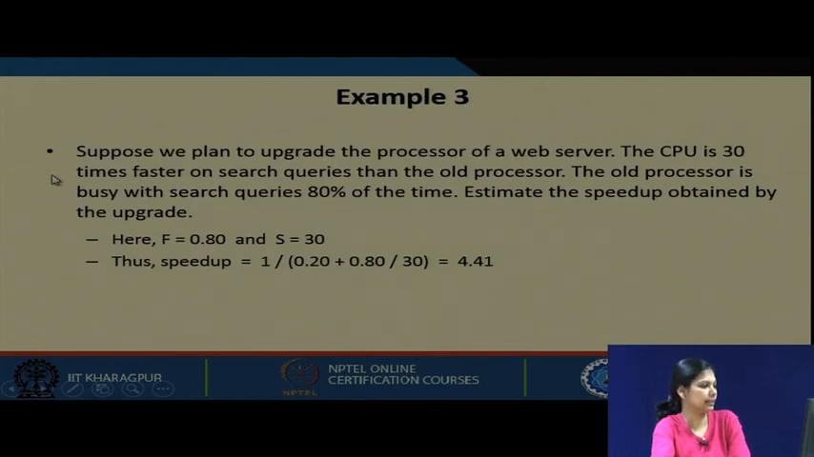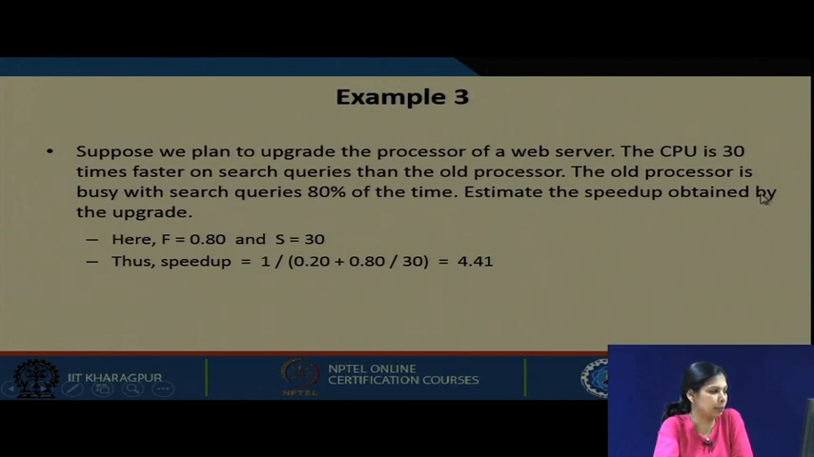Let us take another example. Suppose we plan to upgrade the processor of a web server. The CPU is 30 times faster on search queries than the old processor, and the old processor is busy with search queries 80% of the time. So the old processor was always busy 80% of the time with the search queries only.